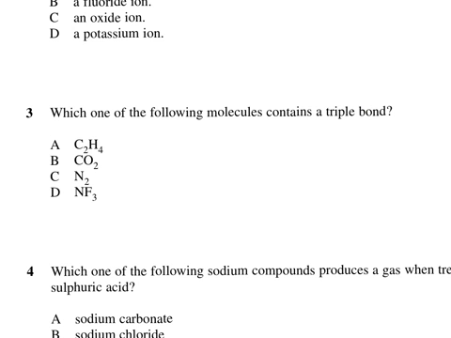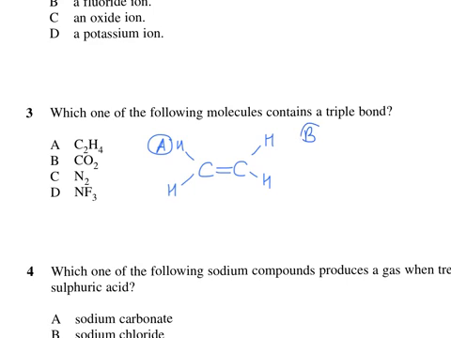Question number 3 is looking for a molecule that has a triple bond. The best way to do this is draw out the structure of your 4 molecules to make sure you've got the right one. So first of all, A. A is a molecule of ethene, which we know has a double bond between the 2 carbons and the 4 hydrogens coming off like this in single bonds. So we've got 1 double bond and 4 single bonds, but no triple bonds.